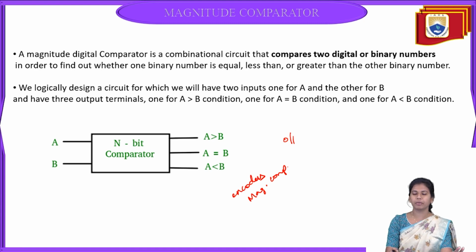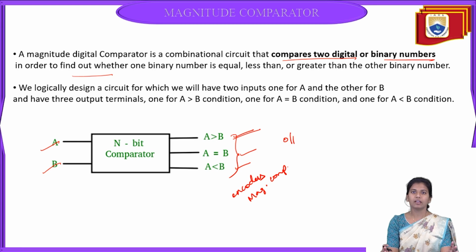The outputs of the comparator are of three types: A greater than B, A equals B, and A less than B. That means we compare two digital or binary numbers to find out whether one is equal to, greater than or less than the other. We logically design the circuit by considering the two inputs A and B and three outputs: A equals B, A greater than B, and A less than B. These are the conditions we get in the output with respect to the input.